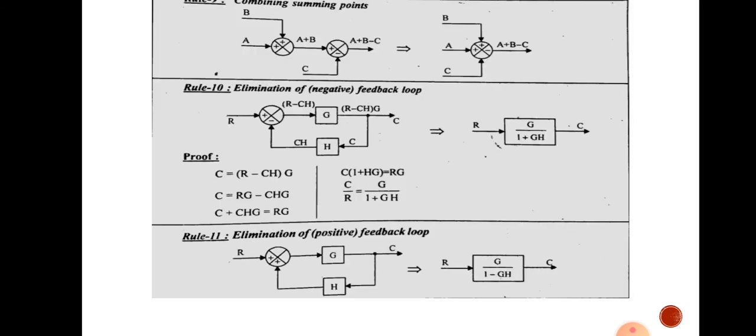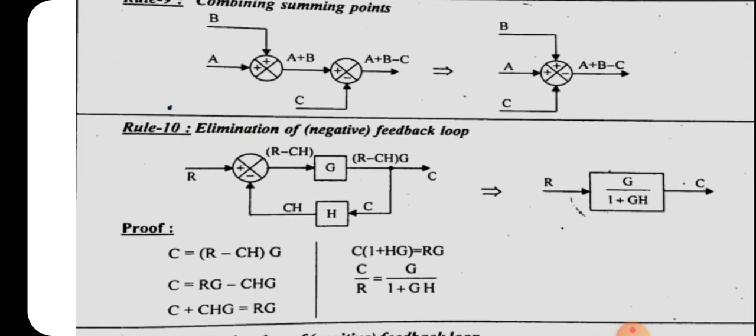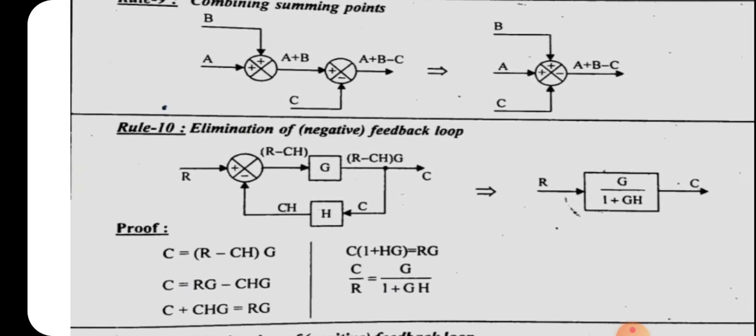Next is rule 9, and in the case of rule 9 we are combining the summing points. Here there are 2 summing points, and in the first summer A and B are given, so the output is A plus B, and again C is given to the negative terminal of the second summer, so that output is A plus B minus C. And we can combine these summers, and we can replace 2 summers by a single summer, so that the resulting diagram will be one summer having A, B and C inputs, and C is given at the negative terminal, so the output will be A plus B minus C.